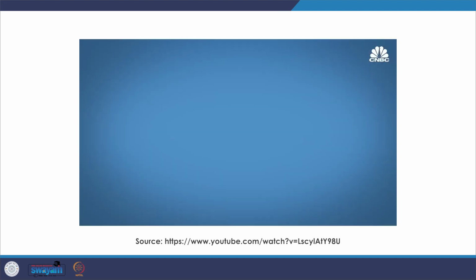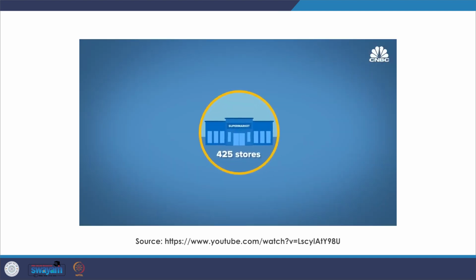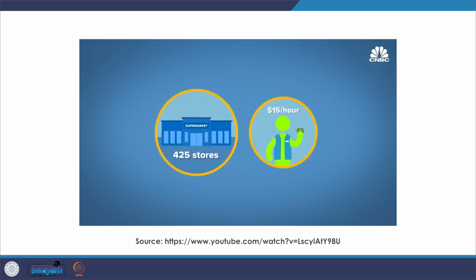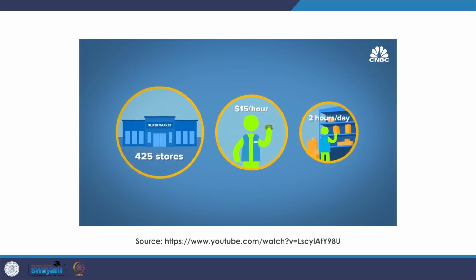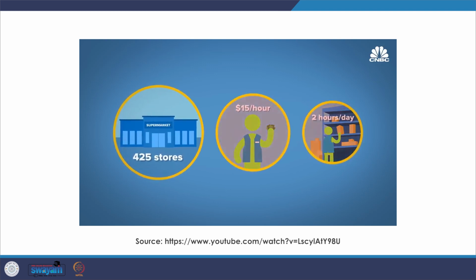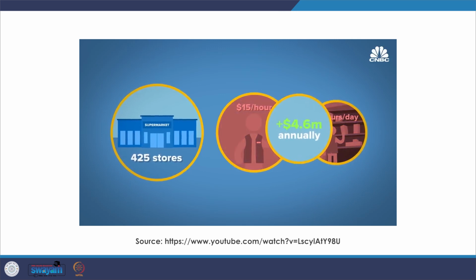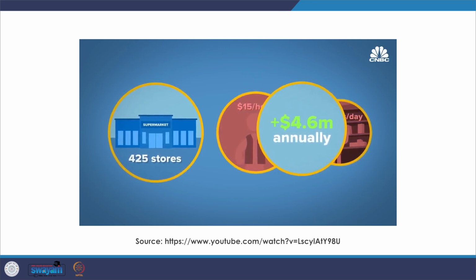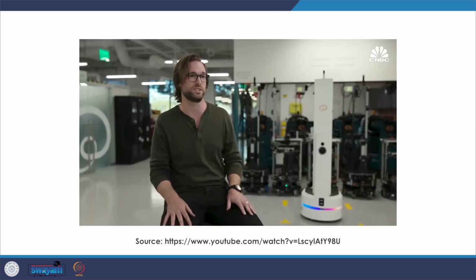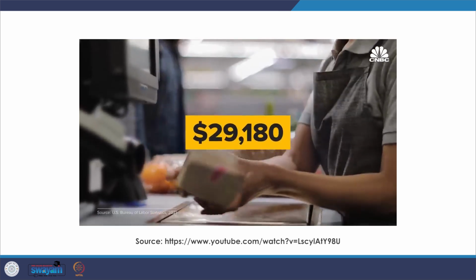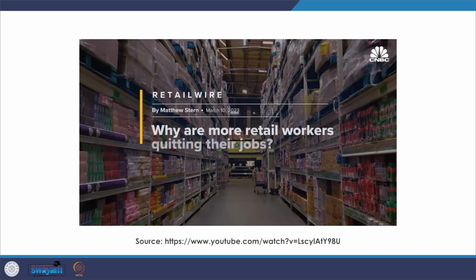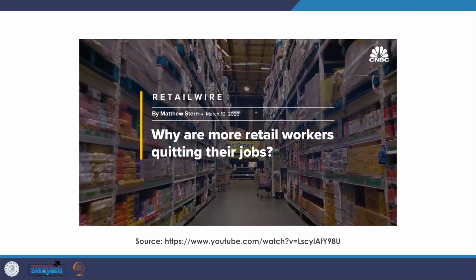For example, if a grocery chain with 425 stores had an employee at each location making $15 an hour who counted inventory for 2 hours each day, removing that one task could save the business more than $4.6 million annually. This is where the robots can help out, being able to do this consistently on a daily basis, right? They don't call out sick, they don't get tired, they're ready to run on a daily basis. The median salary for a retail sales worker is $29,000 a year. More than 50 million U.S. workers quit their job in 2022.